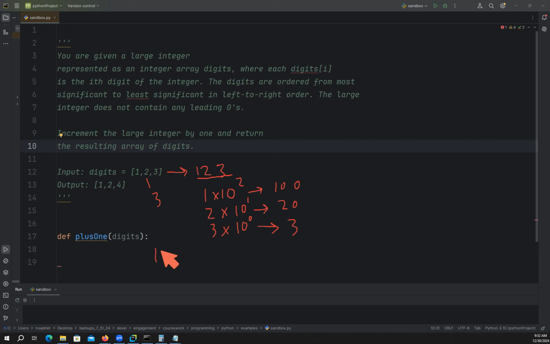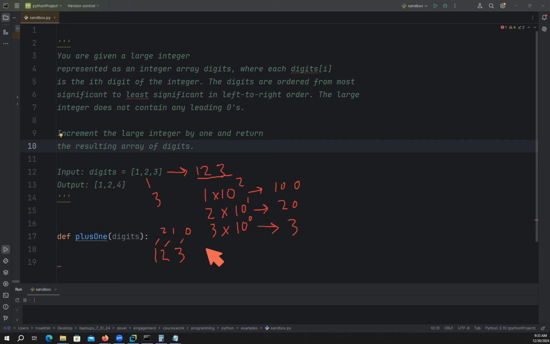Like, you look at 123, the 1 will use 10 to the 2, the 2 will use 10 to the 1, and the 3 will use 10 to the 0. You see it's descending going left to right.